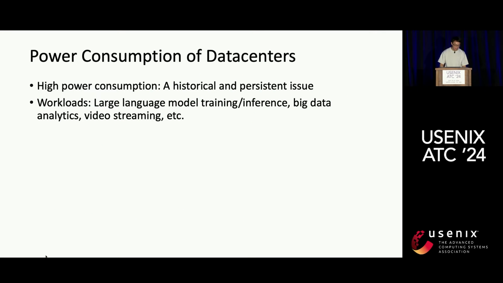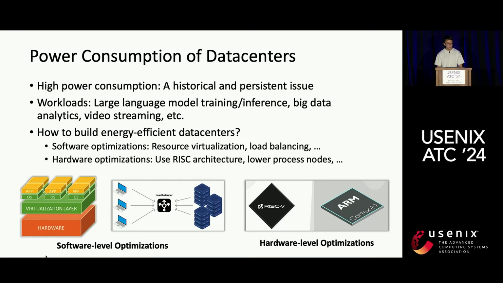So let's start. High power consumption is a persistent and historical issue in today's data centers. There are a lot of resource-consuming workloads, such as large language model training, big data analytics, and video streaming, and they all make this issue more severe. So how do we build energy-efficient data centers? We think this can be done at the software level through resource virtualization and load balancing, or we can update our hardware with the RISC architecture and lower process nodes.